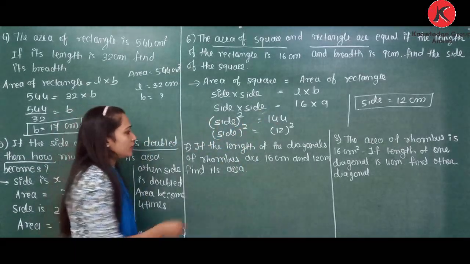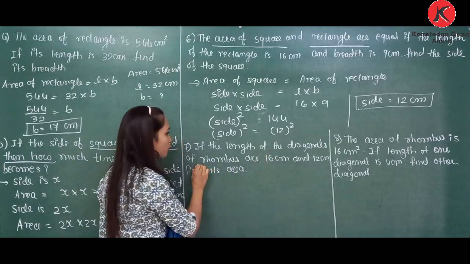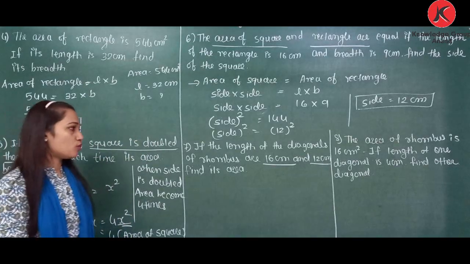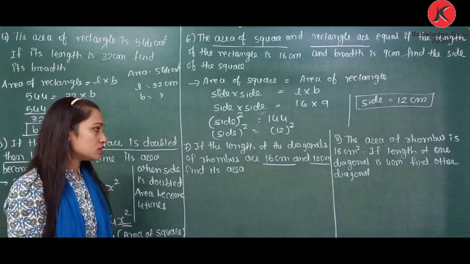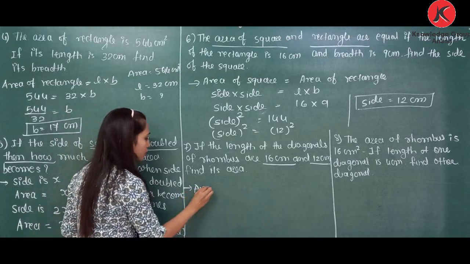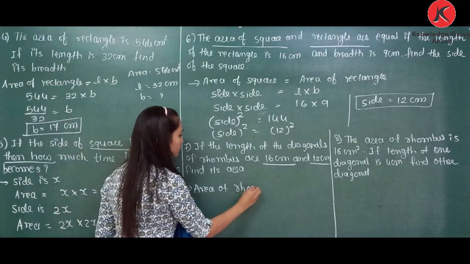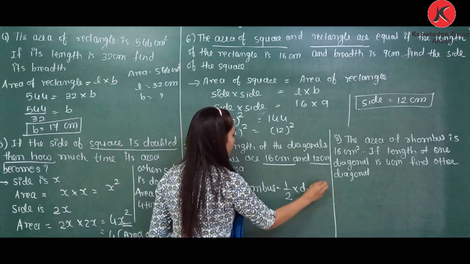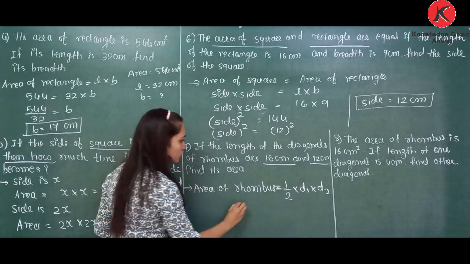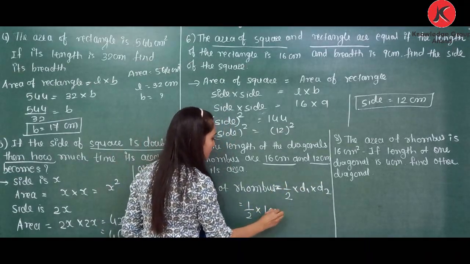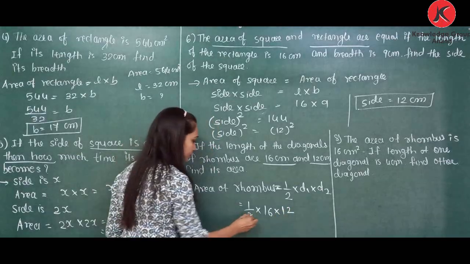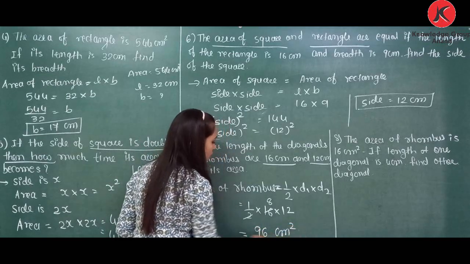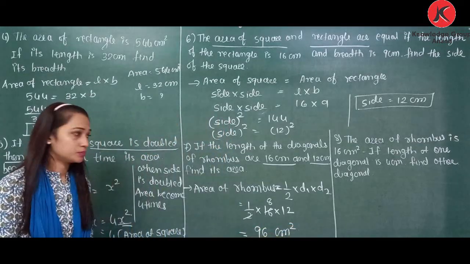Now next. If the lengths of the diagonals of a rhombus are 16 centimeters and 12 centimeters, find the area. What is the equation for the area of a rhombus? Area of rhombus is 1 by 2 diagonal 1 diagonal 2. So here, 1 by 2 times 16 multiplied by 12 is 96 centimeters square. So that is the area of the rhombus.